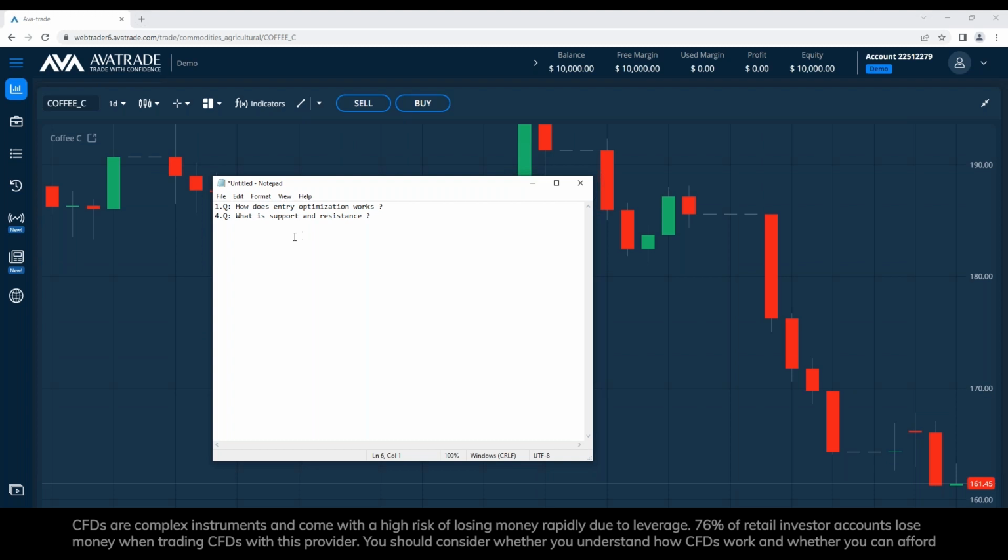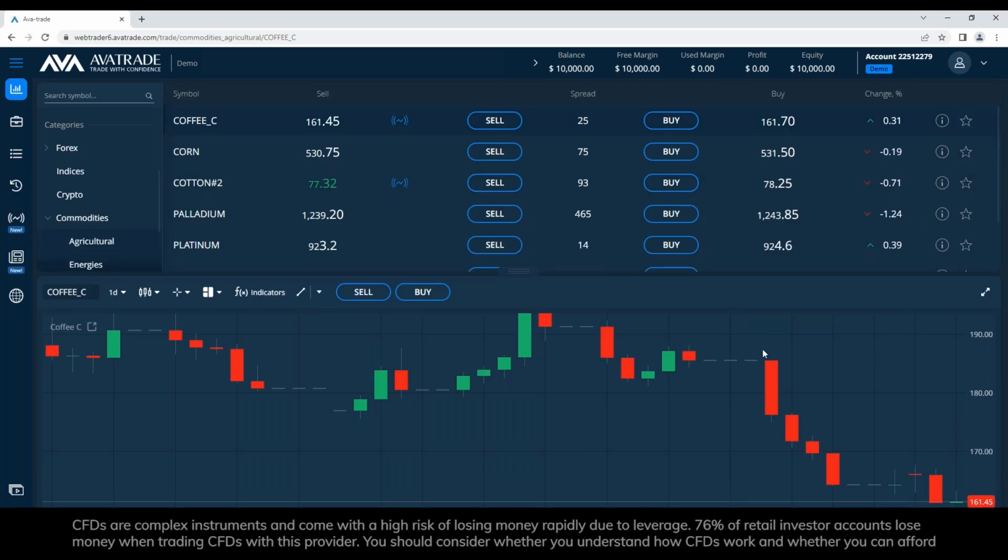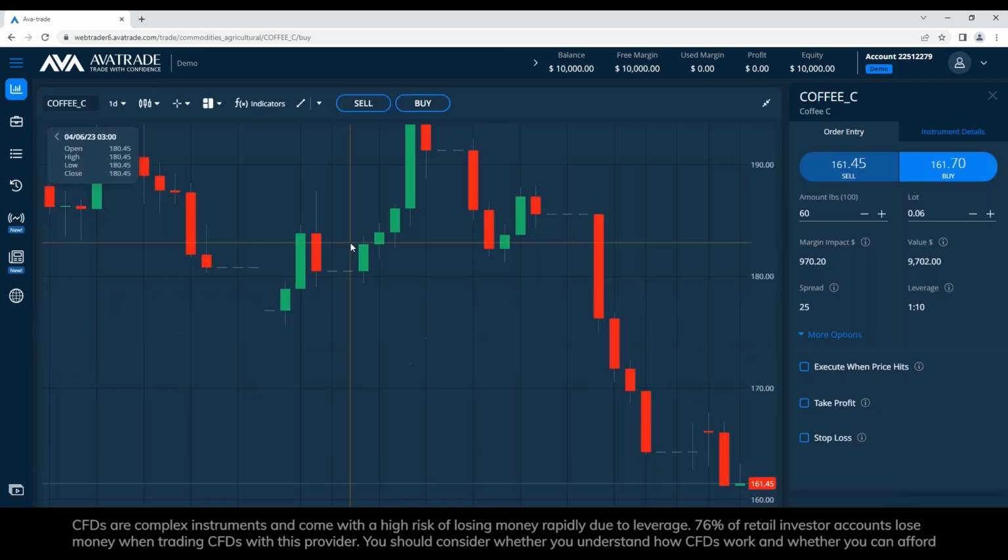All the steps. How does entry optimization work? Who can tell me what is entry optimization? First of all, what is entry, guys? When I'm looking at the chart, this is the chart, I want to take a buy. What's with the entry? Anybody has any idea? Help me out, guys, even more intermediate or advanced. What is entry?